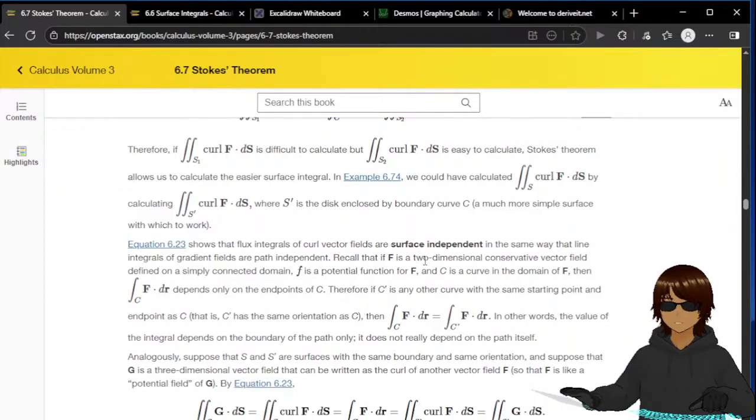Recall that if F is a two-dimensional conservative vector field defined on a simply connected domain, f is a potential function for F and C is a curve in the domain of F, then the integral of F dot dr depends only on the endpoints of C. Therefore, if C naught is any other curve with the same starting point and endpoint as C, then the integrals of F dot dr over the different curves are equal. In other words, the value of the integral depends on the boundary of the path only. It does not really depend on the path itself.